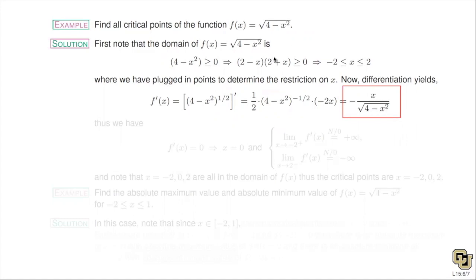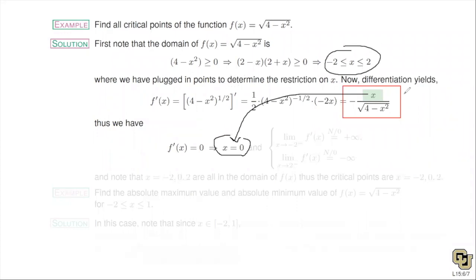A fraction is always equal to 0 when the numerator is equal to 0. So I know the derivative will be 0 here when x is 0. And x equal to 0 is in our domain, so that's a critical point. Remember, our domain is -2 to 2.